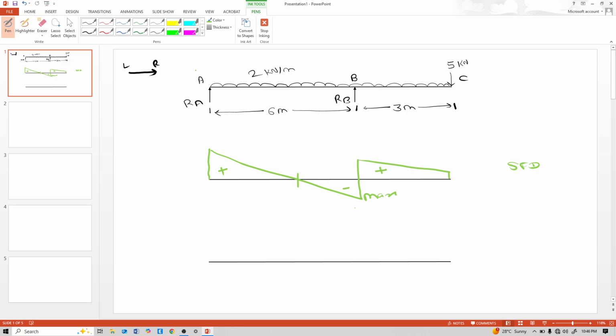Now see this point. Here shear force is 0, that means bending moment is maximum. Before that, see, this is an overhanging beam with 2 kN per meter, so the deflection is like this. See, this is sagging, and this is hogging-like shape. Sagging is like this, and hogging is like this.